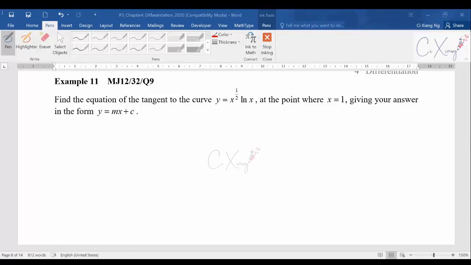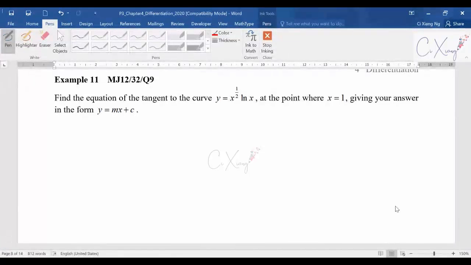Okay, so for this video, we are going to continue with the differentiation of product and also the quotient rule. But now we are going to discuss it in application questions. After you learn the product rule and quotient rule, generally the way that you apply them in application questions is still the same as what you learned before. For example, in example 11, they want you to find the equation of tangent.